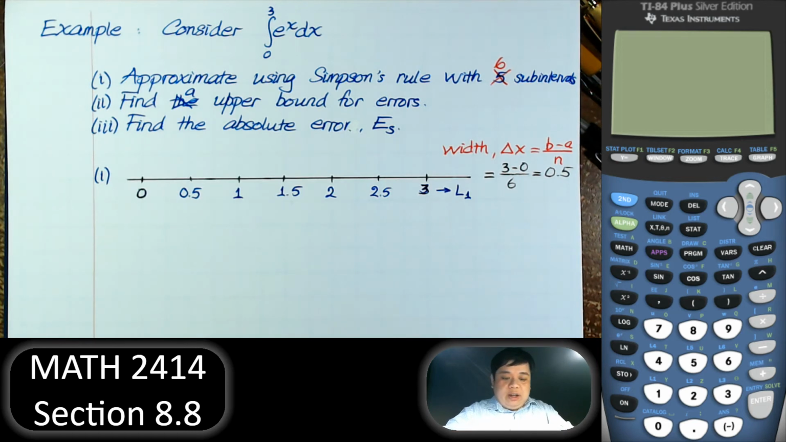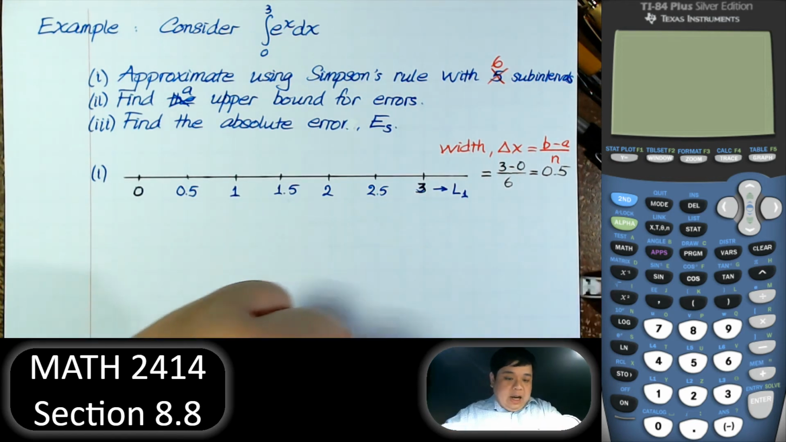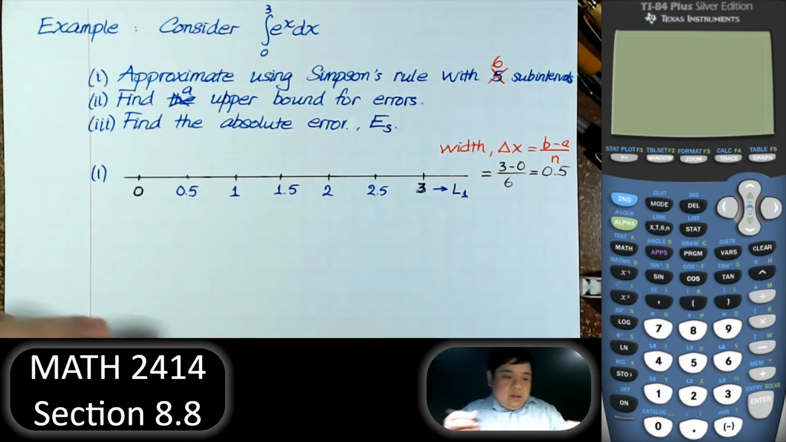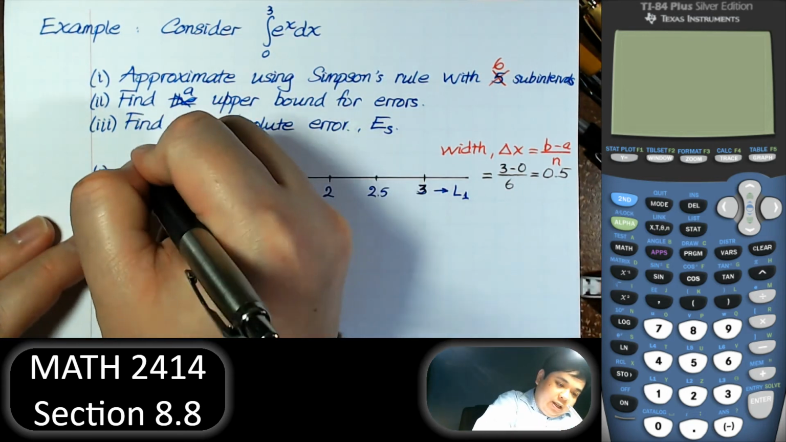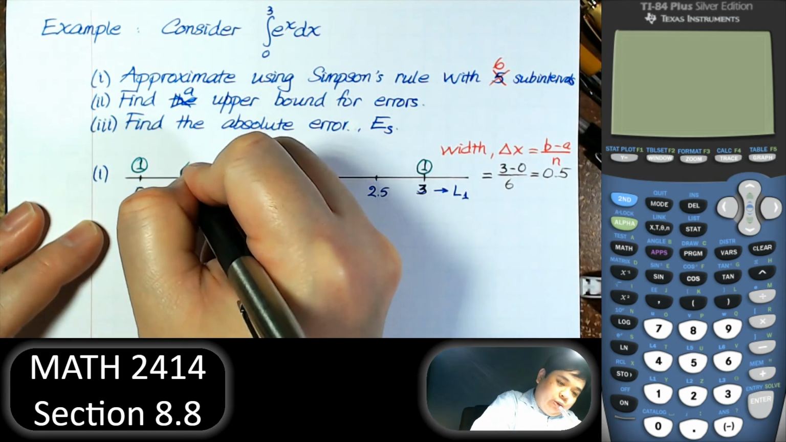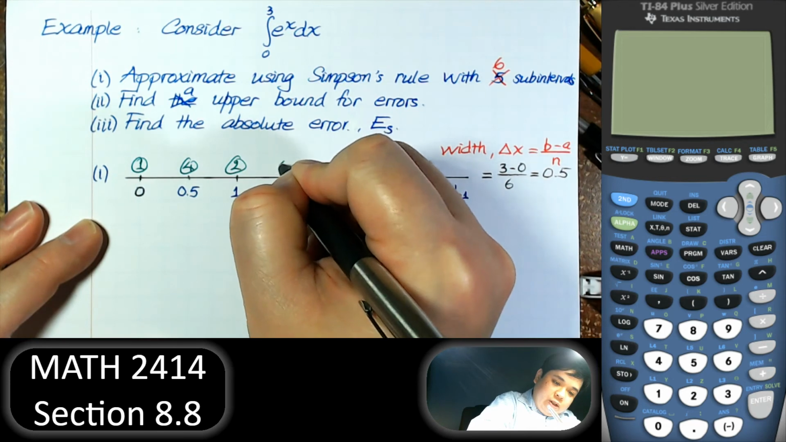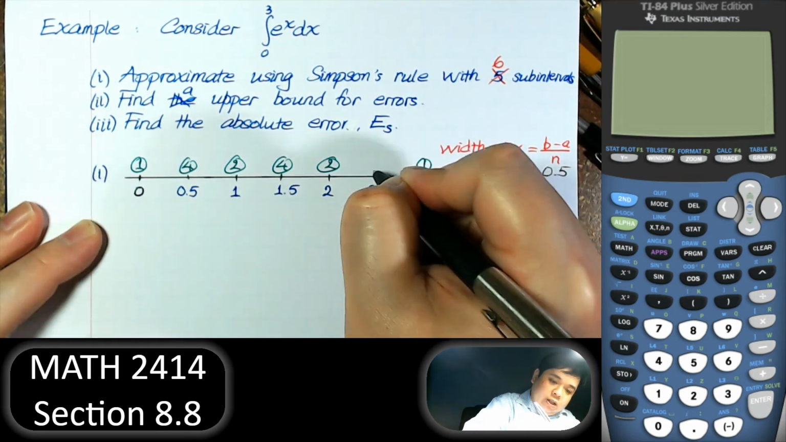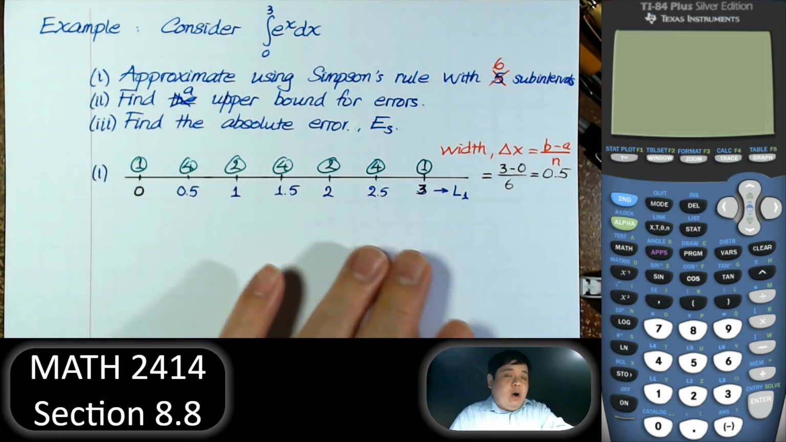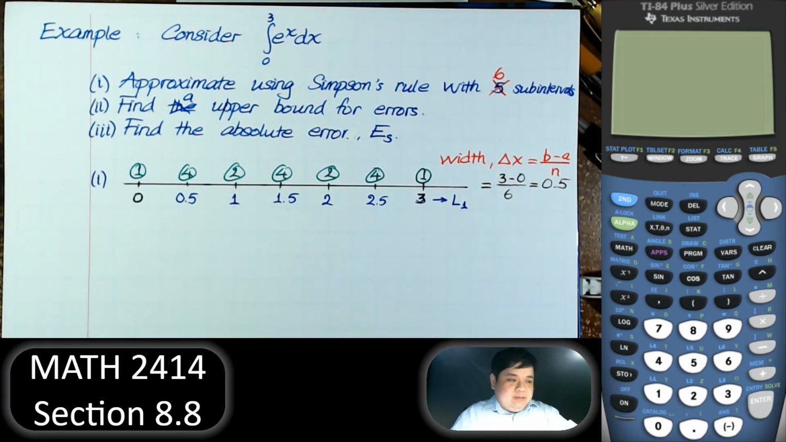Next, we find the coefficients corresponding to these endpoints. The coefficient in Simpson's rule is 1 at the ends and 4, 2, 4, 2, 4, 2 in the middle. So the coefficient 1 at the end, and then 4, 2, 4, 2, and then 4. Right, so that's why it has to be even, otherwise it doesn't work.